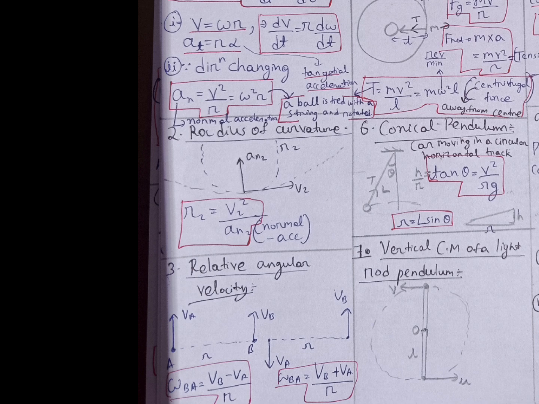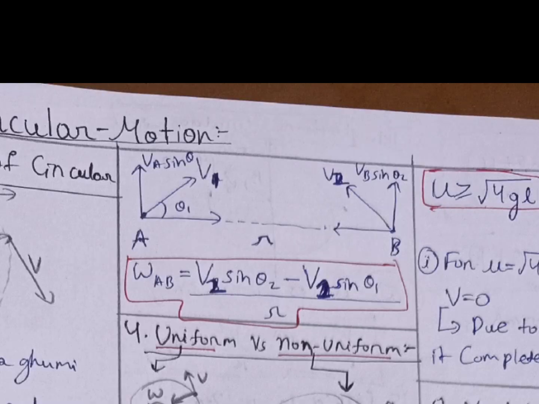A ball is tied with a string and rotated. Radius of curvature r is equal to v square by a n, the normal acceleration. Relative velocity: omega AB is equal to vB minus vA by r. Omega AB is equal to vA plus vB by r. Omega AB is equal to v2 sin theta 2 minus v1 sin theta 1 by R.